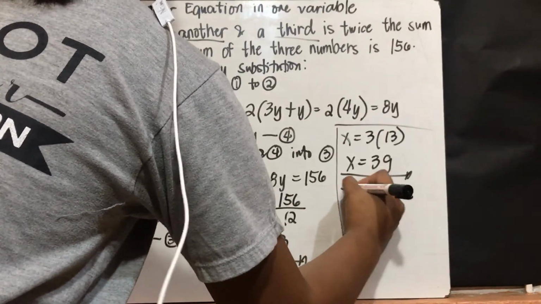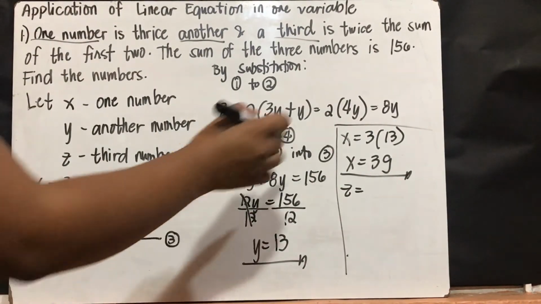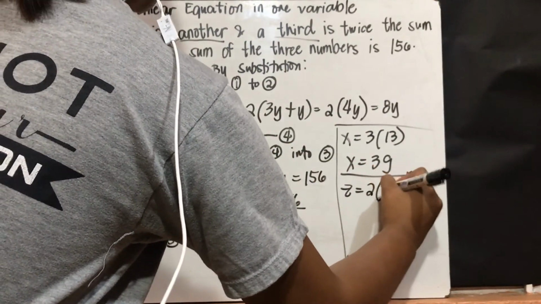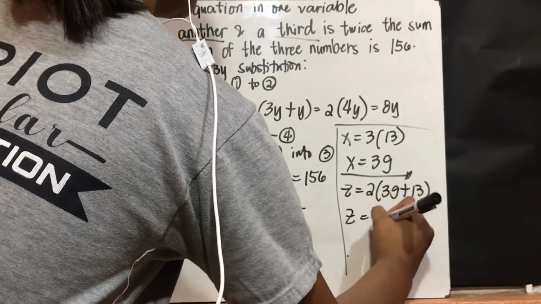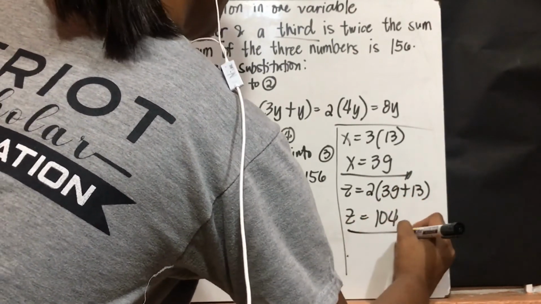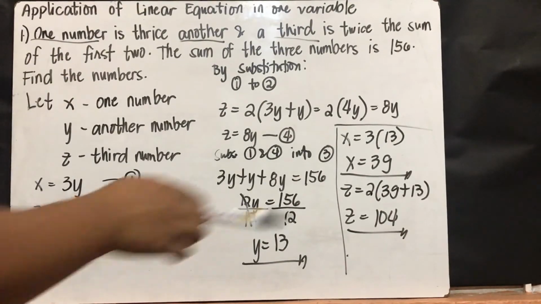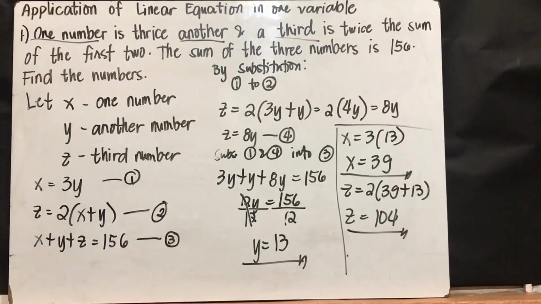And lastly, solving for z using equation number 2 and substituting the values of x and y to the equation, we have 2 times 39 plus 13, and your z is equal to 104. So, those three numbers are 39, 13, and 104. So, that is example number 1 for number problems.